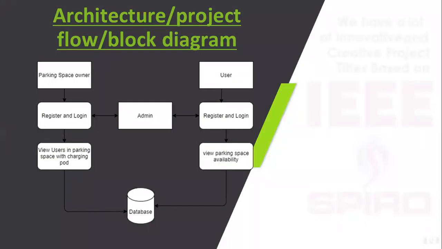This is the architecture diagram. The parking space owner is going to register or log in. The owner can add a parking space with a charging port. The parking space owner can view the users using his parking space. The user can register, log in, and view parking space availability near to him. Registration and login are handled by the admin through authentication.